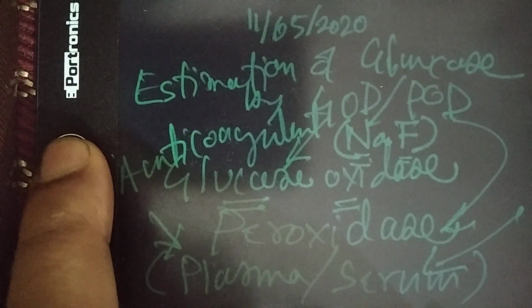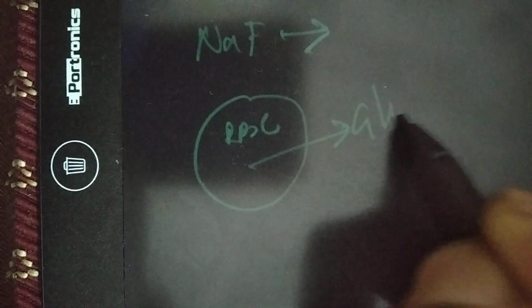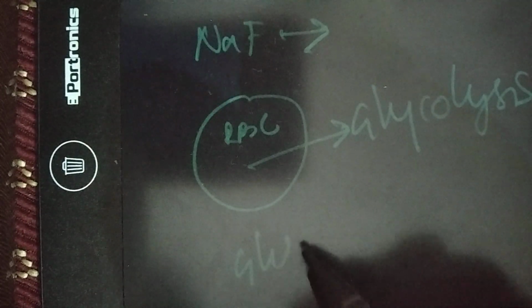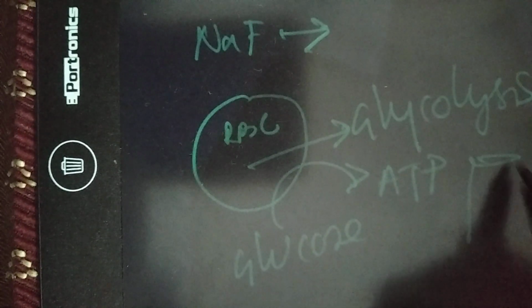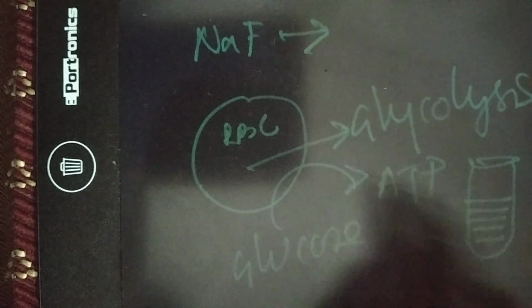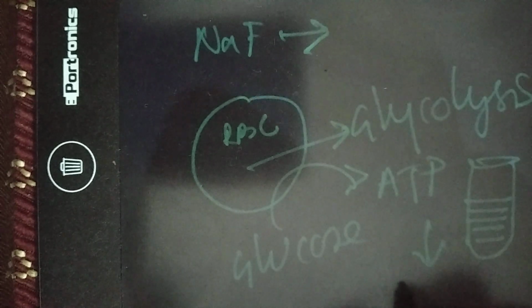Now we shall discuss why exactly we shall use sodium fluoride as the anticoagulant of choice. Now what happens inside the RBC? If this is the RBC, in the RBC a process called glycolysis constantly takes place. They use glucose to make ATP. So when you collect blood in a test tube, RBCs are there. All the RBCs will use up glucose and ultimately the glucose level will fall.